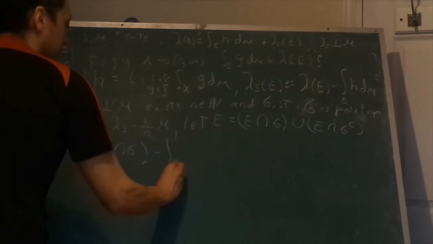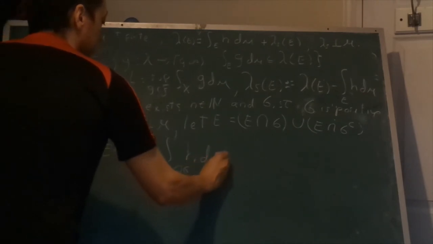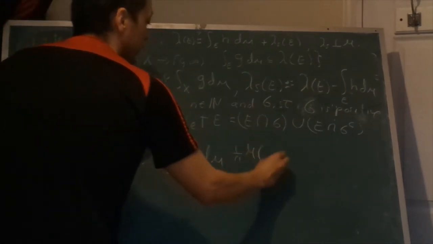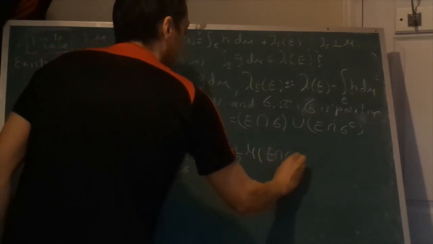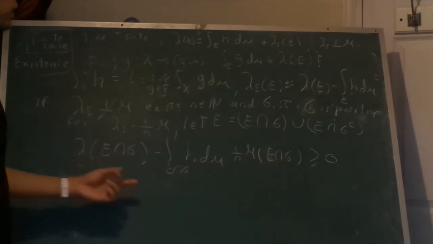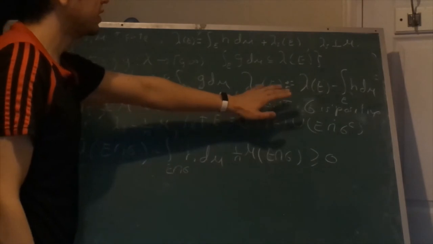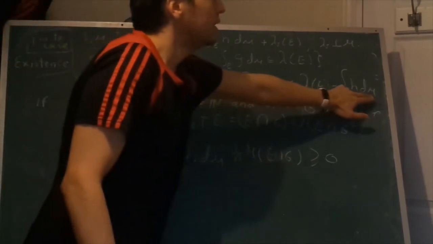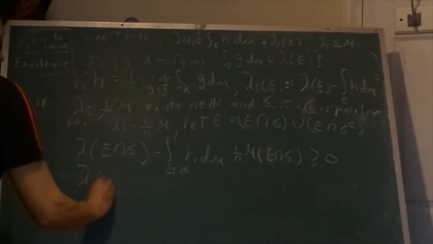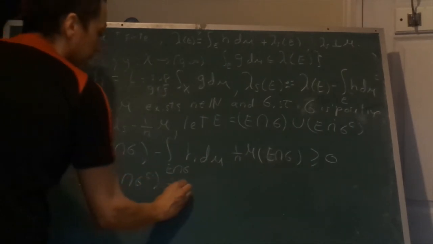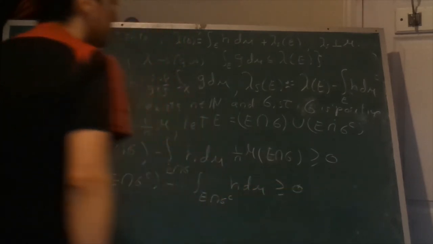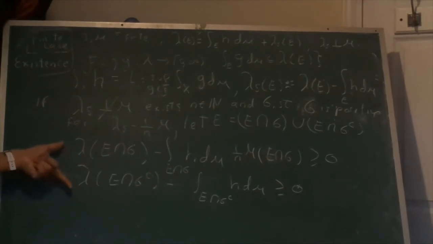minus the integral of E intersected G of h dμ minus 1 over n μ of E intersected G is greater or equal to 0. So in the complement, E intersected G complement is still a measurable set, so this quantity here, if I plug in E intersected G complement, is still greater or equal to 0. So lambda of E intersected G complement minus the integral of E intersected G complement of h is greater or equal to 0. We have two inequalities here, we can add them.